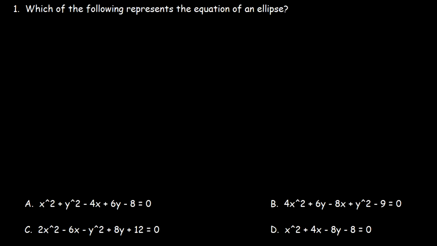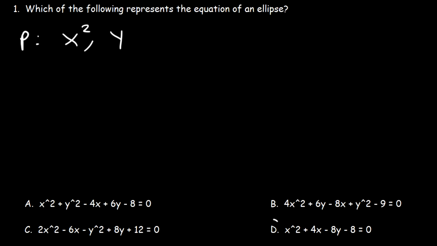Number 1. Which of the following represents the equation of an ellipse? Well, let's go through the basics. The first thing that is easy to identify is the parabola. The parabola will have one variable that is squared and the other is not. Either x is squared and y is not, or y is squared and x is not. Which one is the parabola?